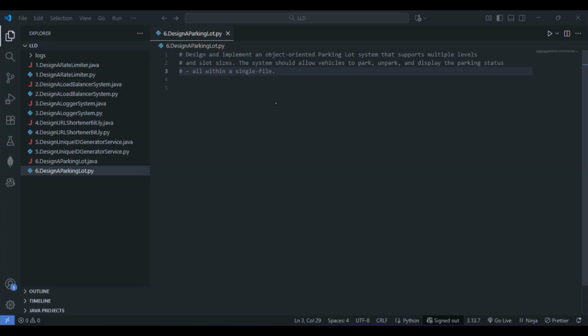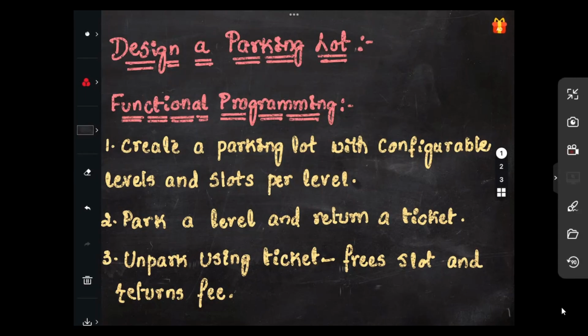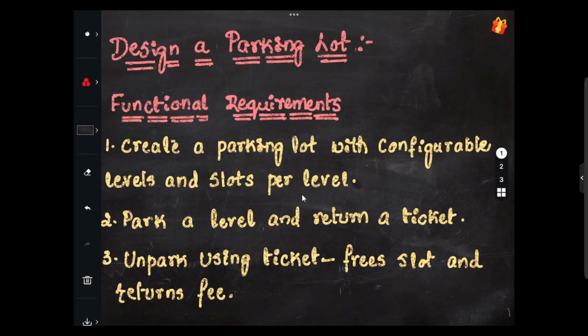So first, as usual, let's collect the functional and non-functional requirements. Let's discuss the functional requirements first. The first step is that we have to create a parking lot with configurable levels as well as slots per level. Now we should be able to park a vehicle and return a ticket. This is also one of the functional requirements.